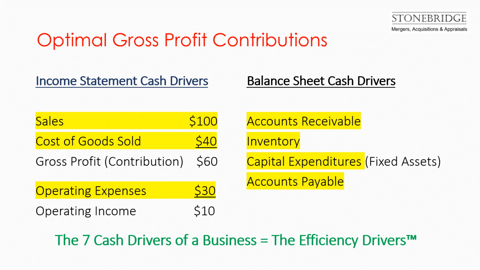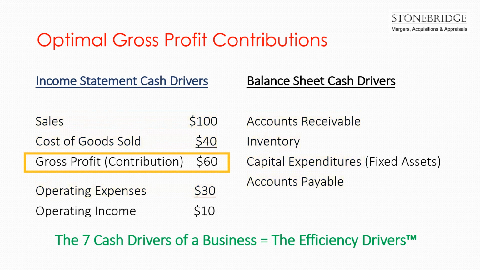While all businesses may not have all 7 of the cash drivers, these cash drivers are the engine of most businesses. Because these cash drivers are based on how efficiently a company manages their own cash drivers, we call these the efficiency drivers. In this video, we want to concentrate on the gross profit contribution.